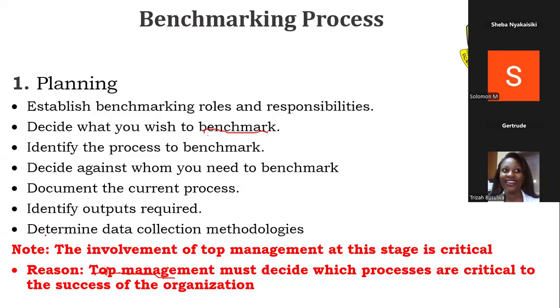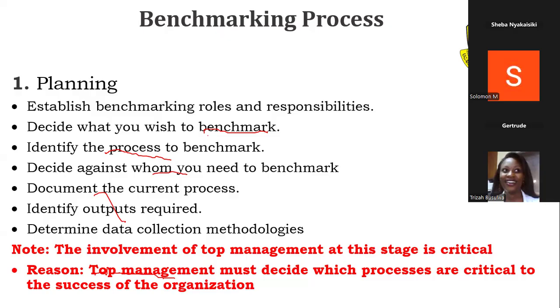Okay. Then next, we identify the process to benchmark. Decide who you need to benchmark. Who is it in the field that we need to go and look at? Then document the current process, the process that needs to be benchmarked, the process that needs to be improved or re-engineered.